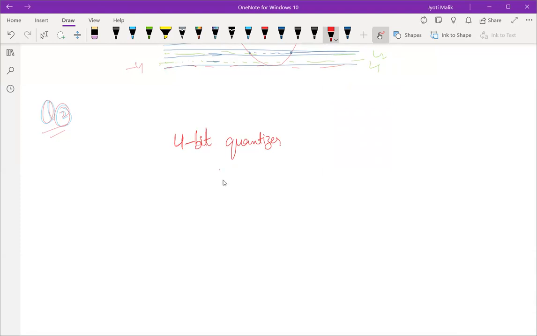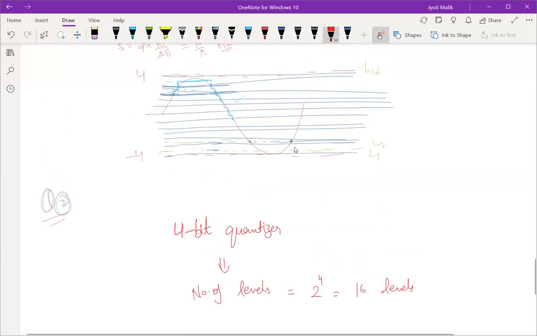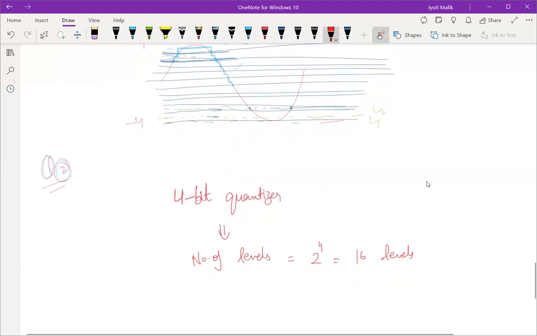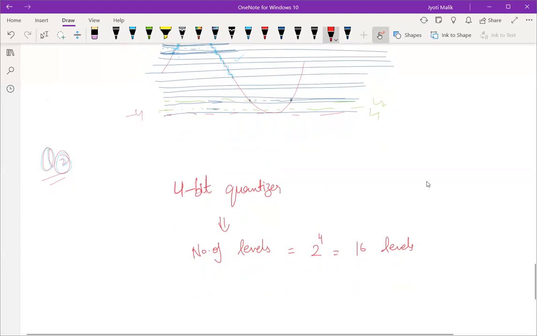So first of all, you should know how many levels there will be. Number of levels would be 2 to the power 4, which is 16. So 16 levels would be there. Then the diagram you have to just draw like this, a similar diagram, and then the corresponding binary numbers used to encode them.